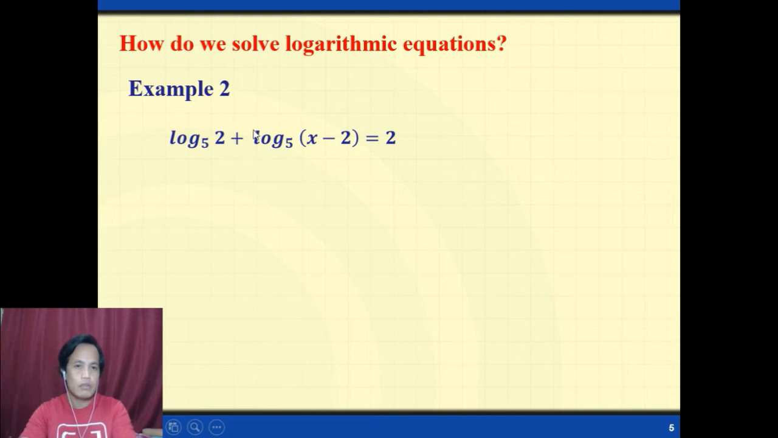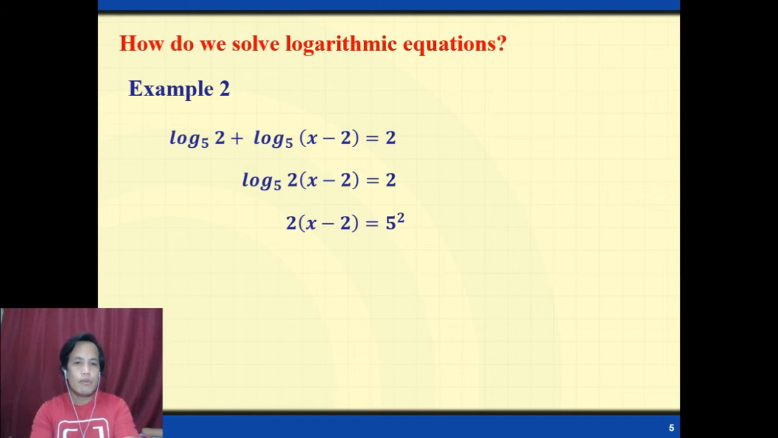So how do we change this into a single logarithm? We can write this using the product law since it is plus. We copy log of, this time we have the 2 here, then we multiply that with x minus 2 because we use the product law. If this is plus, this is product law, so we will multiply. If this is minus, we will use the quotient law, so we will divide. So we have log of 2 times x minus 2 base 5 equals 2. We simply multiply the 2 and the x minus 2 because we apply the product law.